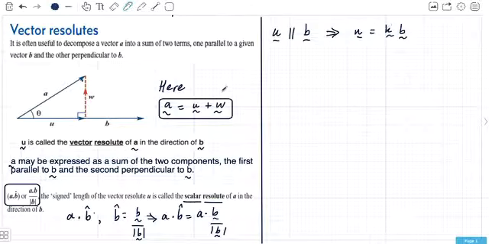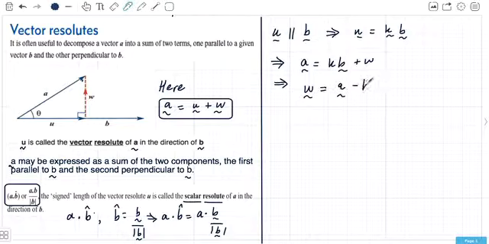Okay, so what I'm going to do here is use this idea that U is parallel to B and put this into the formula here. So A equals KB plus W. I'm now going to re-express this in terms of W. So W equals A minus KB. And I should also say here that K is some scalar, it's some real number. So we now have W.